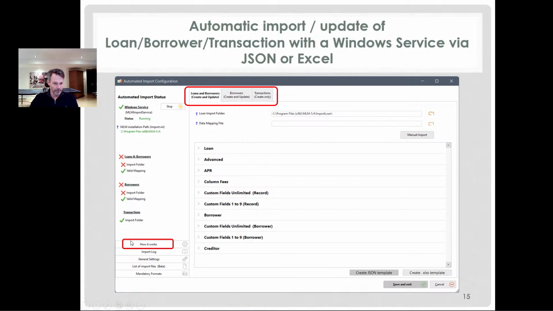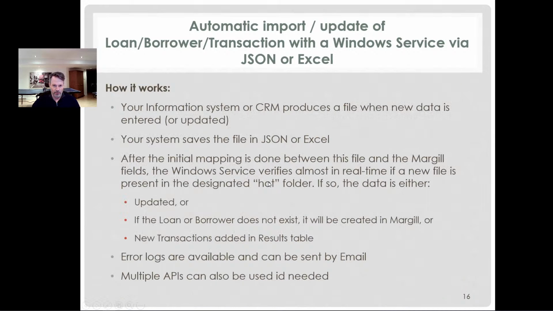Do consult the page that's called, this is online, it's a PDF, that's how it works. That's really important because there are so many subtleties that you have to know. And then let's go look at a little example here. So very quickly, your CRM or your information system produces a file. It creates it, it dumps it in a folder in JSON or Excel format. Of course, you had mapped this file to say what corresponds to this field in my Excel or in Margill. So there's what we call a mapping.